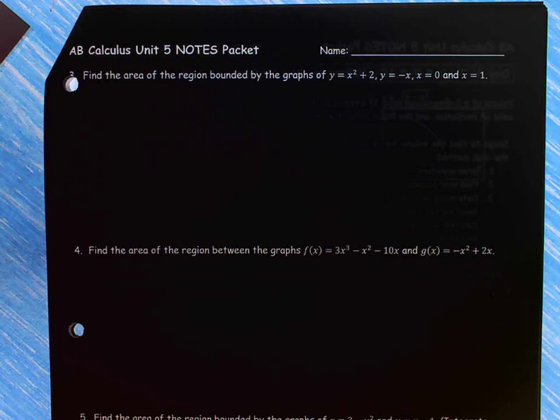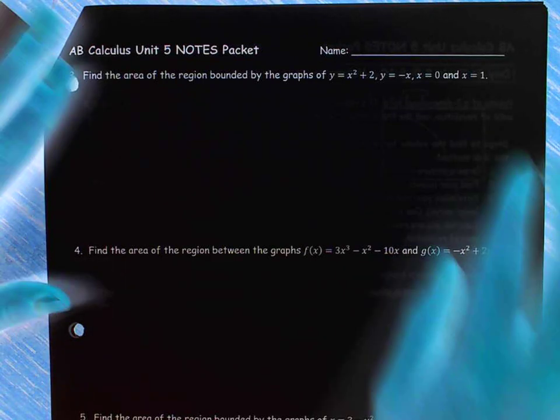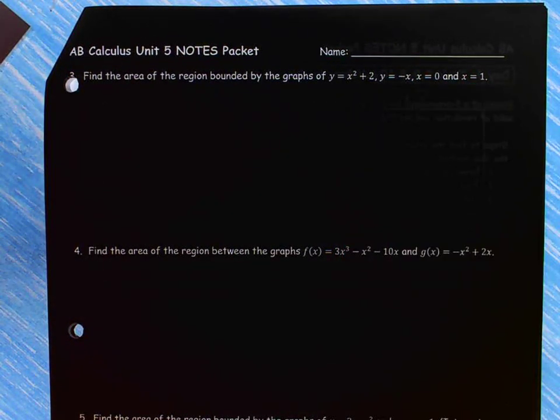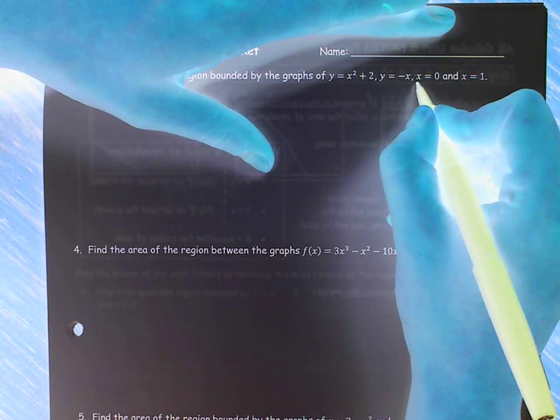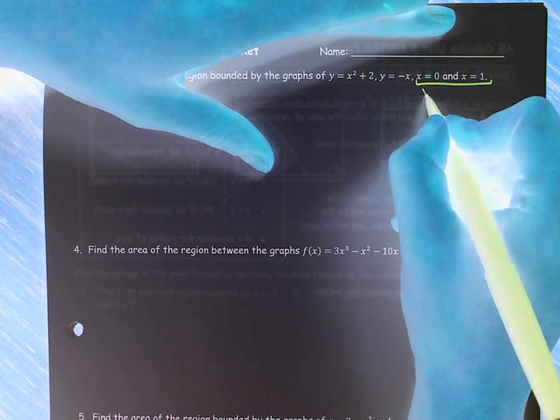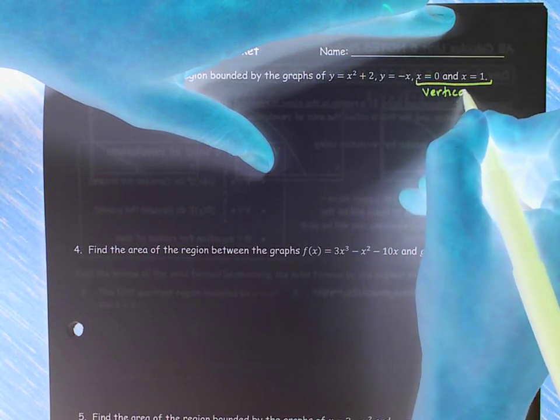Number 3 says find the area of the region bounded by the graphs of y equals x squared plus 2, y equals negative x, x equals 0, and x equals 1. So let's actually start by just looking at these. These 2 things are vertical lines. I'll start with purple for now. So these 2 things are vertical lines, and these are going to be 2 of our bounds.